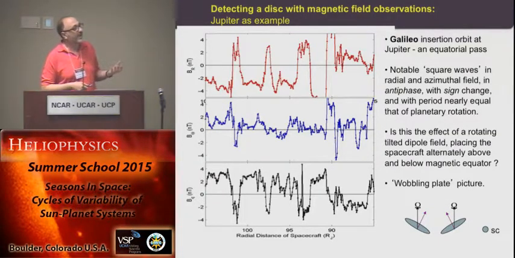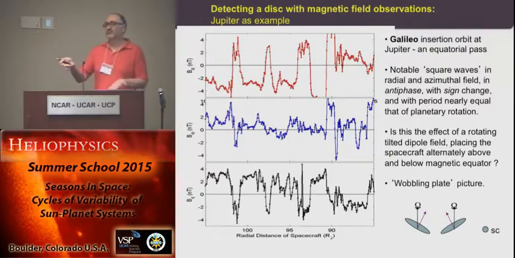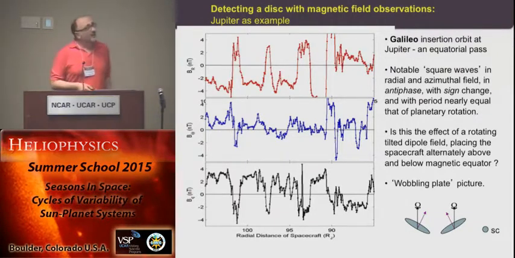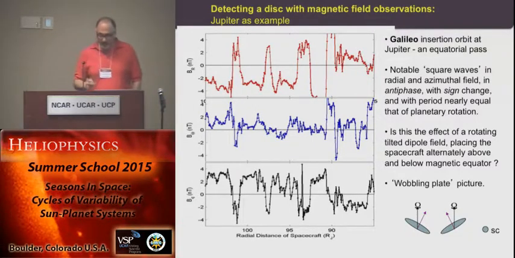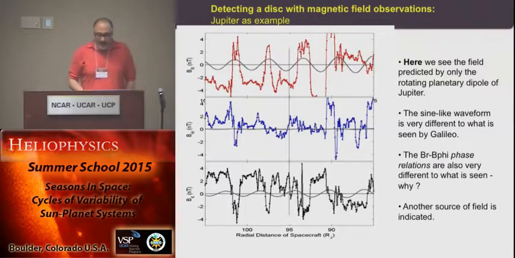So if we think of the magnetodisk as a simple planar wobbling plate, this means that the rotation of the planet places the spacecraft alternately above and below the magnetic equator. In other words, alternately in regions where radial field is positive and negative. So that's a nice simple picture that we can start off with to try and explain what we see.